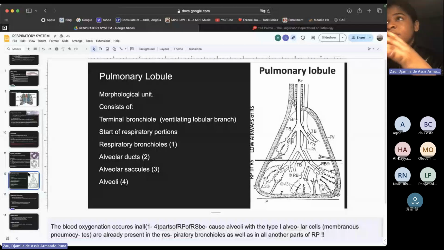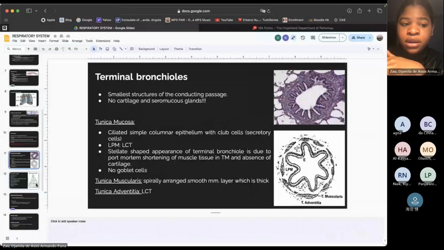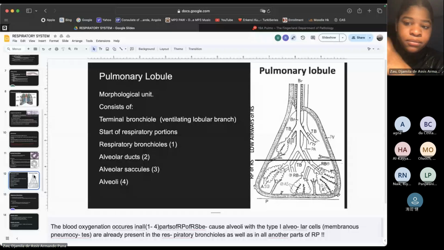And basically, this is going to show us the transition from the conducting or ventilation part of our respiratory tree to the respiratory part, if that makes sense. So the terminal bronchiole is the end part of the ventilating function. After the terminal bronchiole, we now have the start of the respiratory portion.